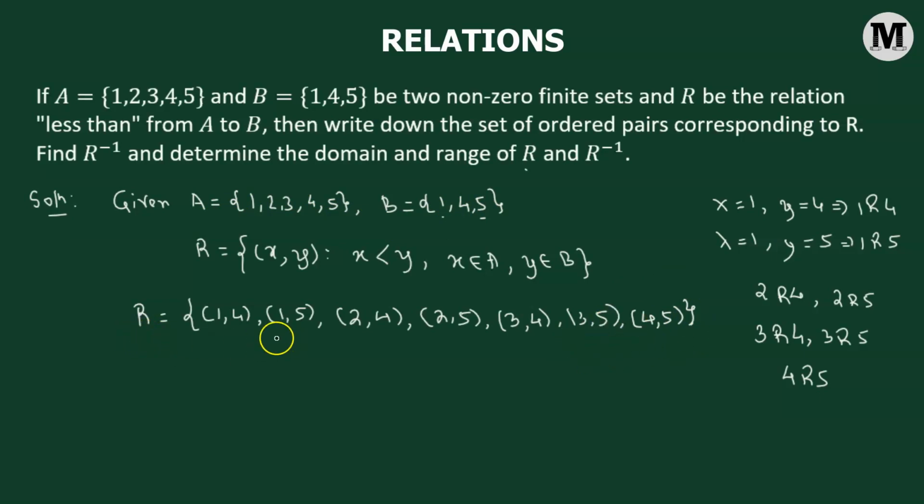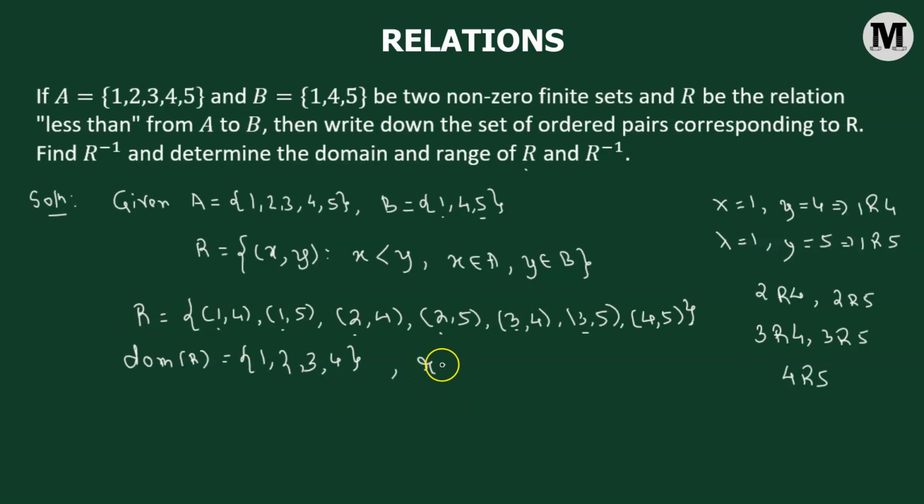So our relation R consists of the following ordered pairs: (1, 4), (1, 5), (2, 4), (2, 5), (3, 4), (3, 5), and (4, 5). Okay, so now that we have defined the relation R, let's find out its domain. The domain of the relation R is simply going to be the first element of each of the ordered pairs. So we have 1, 1, 2, 2. We don't have to consider the repeated values, so we only consider 1 and 2. Next we have 3 and then we have 4. So 1, 2, 3, 4 is the domain of the relation R.